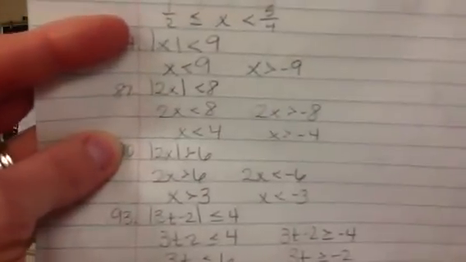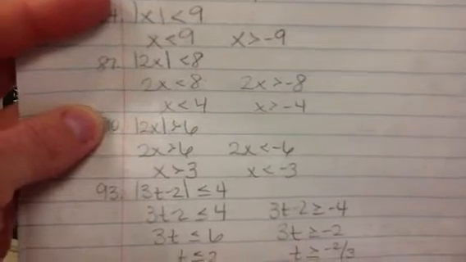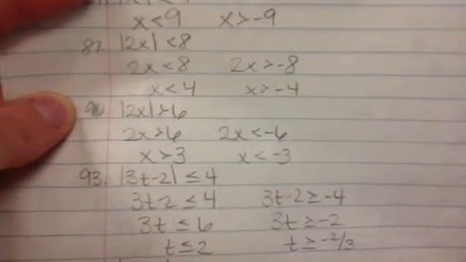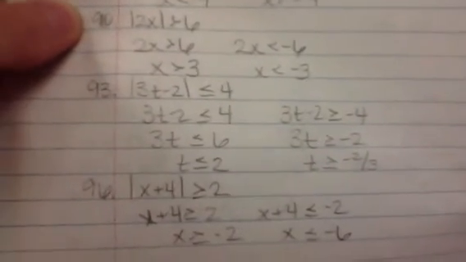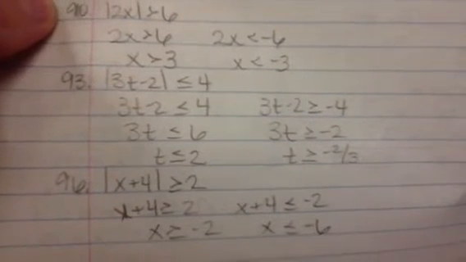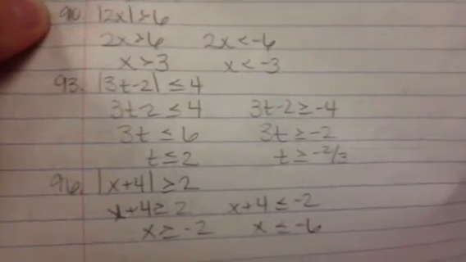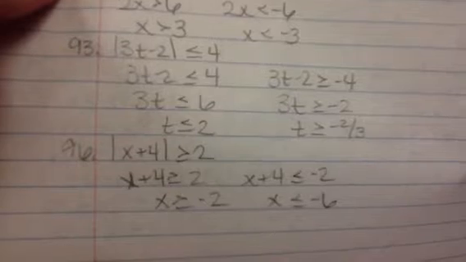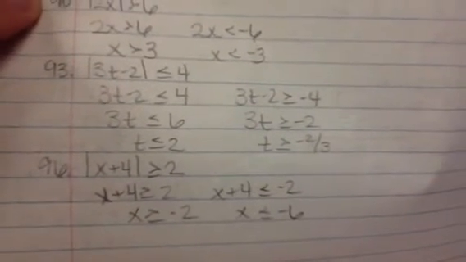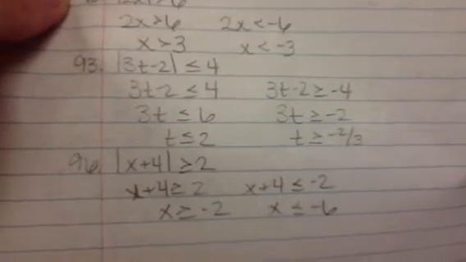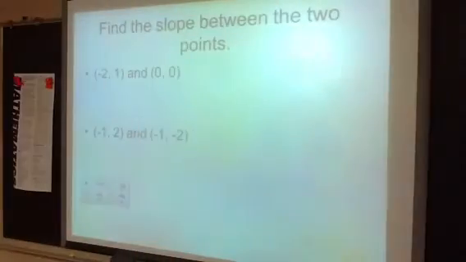87, x is less than 4, and x is greater than negative 4. 90, x is greater than 3, and x is less than negative 3. 93, t is greater than or equal to 2, and t is greater than or equal to negative 2/3. 96, x is greater than or equal to negative 2, and x is less than or equal to negative 6.